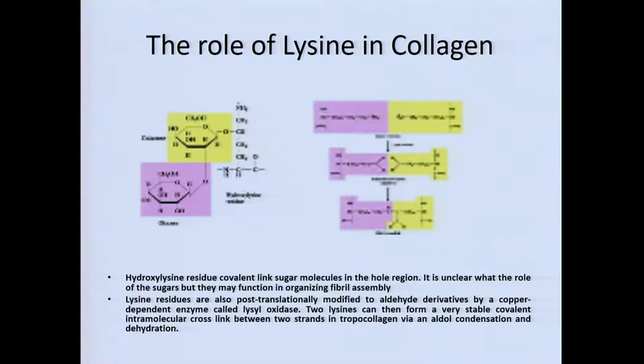Since the lysine is also post-translationally modified, it forms hydroxylysine, and the hydroxylysine can form a very stable covalent cross-link between two strands of tropocollagen. This is a particular type of tropocollagen in which hydroxylysine is also present to form the intermolecular cross-link between the two strands, via aldol condensation and dehydration.